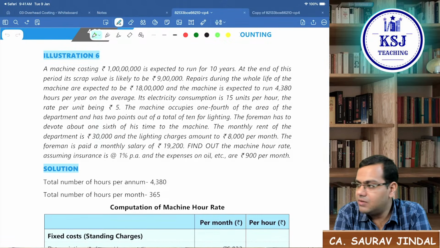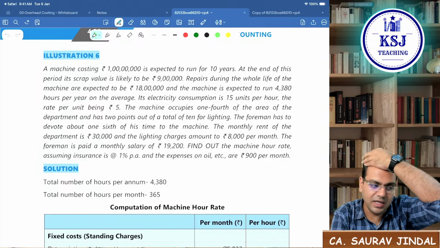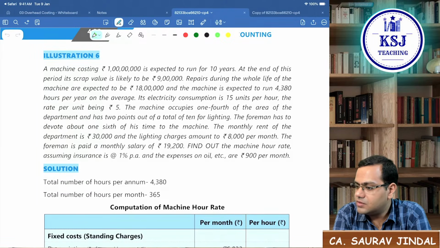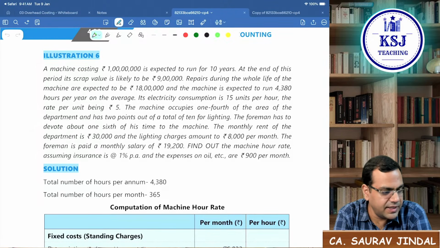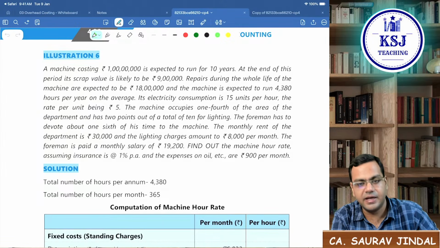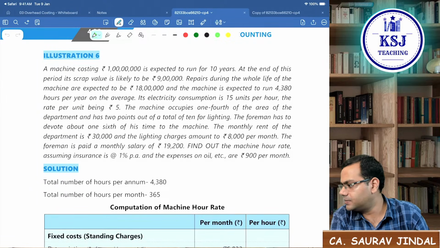Machine hour rate is a little bit of a technical part. And that is the more important part. That's what I would say. Machine hour rate is more important than the other parts. So I'll take machine hour rate and 1-2 questions on it.